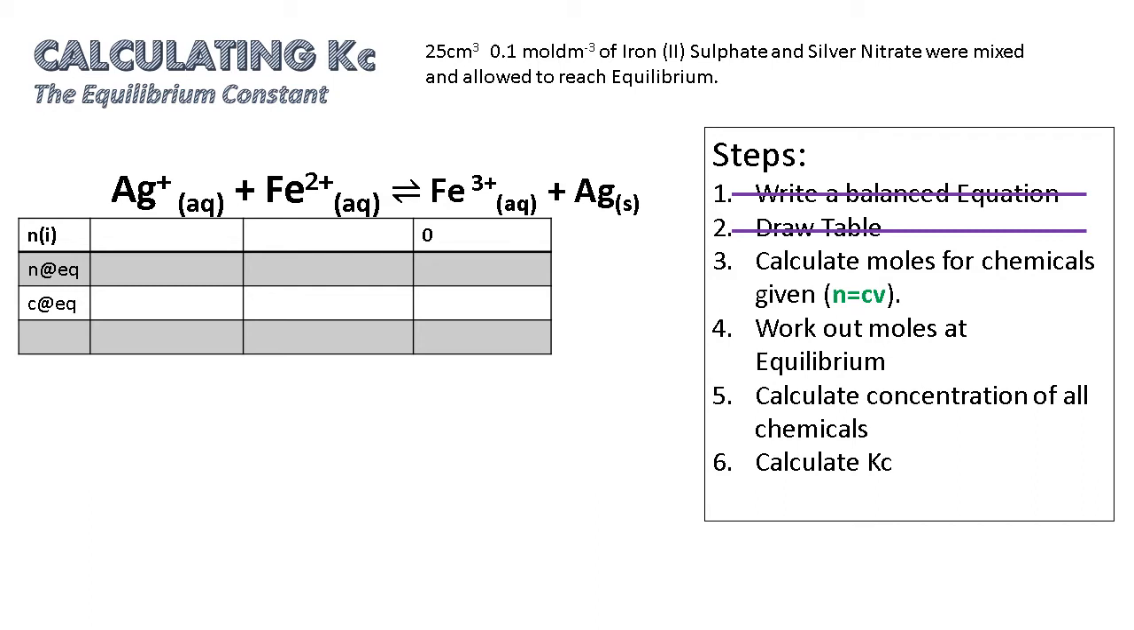We now calculate the moles for the chemicals given, that is the iron 2 sulfate and the silver nitrate. And we do this using the n equals cv equation. Here's the working out, which is 0.1, which is the concentration, multiplied by 25 cm³ divided by 1000. We need it in decimeters cubed, therefore I'm dividing it by 1000. And we get 2.5 times 10 to the minus 3 moles. And this is the initial number of moles for Ag+. And Fe2+ will be the same, as you can see by the stoichiometry of the equation.